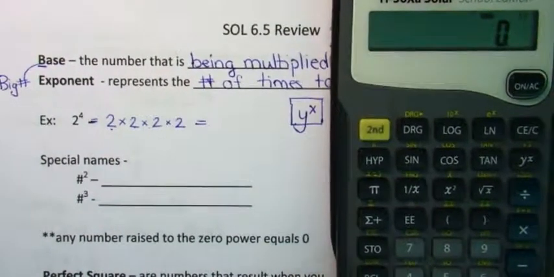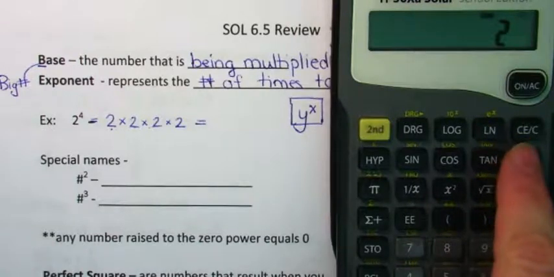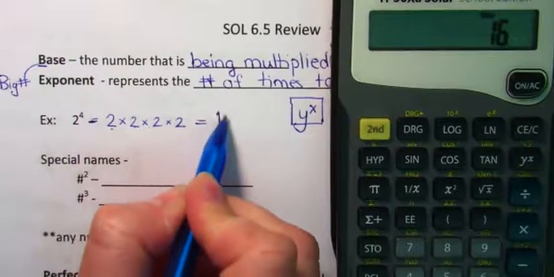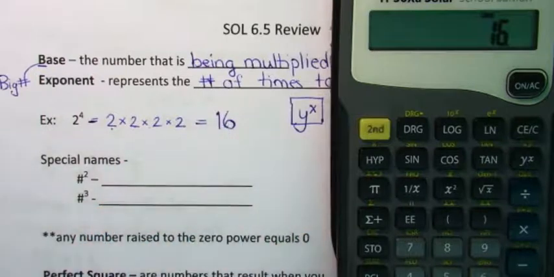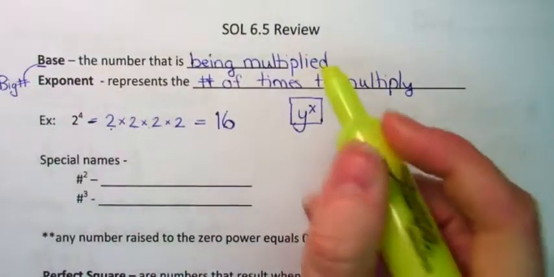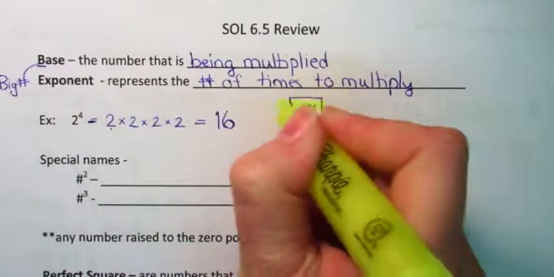So we would literally type our base, which is 2. You hit the YX button, which says, hey, the next thing I put in is an exponent. And then you hit the 4. Make sure you hit equals. And it takes a second, and we see that 2 to the 4th power is equal to 16. So we can use that YX button. I'm going to go ahead and highlight that on this review sheet. I want to make sure that stands out.